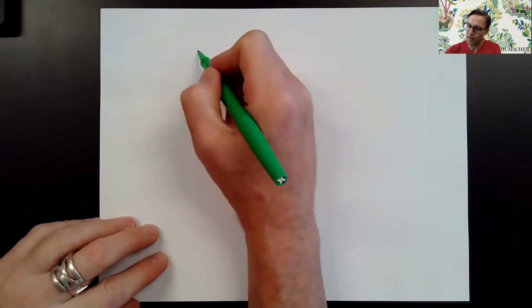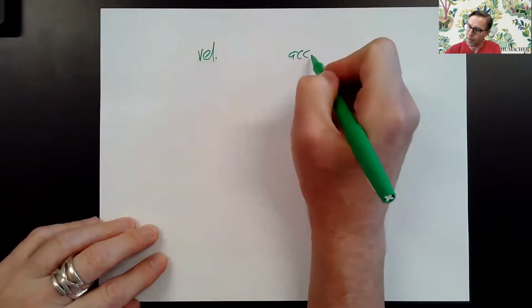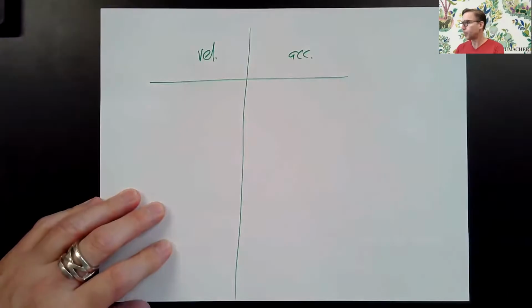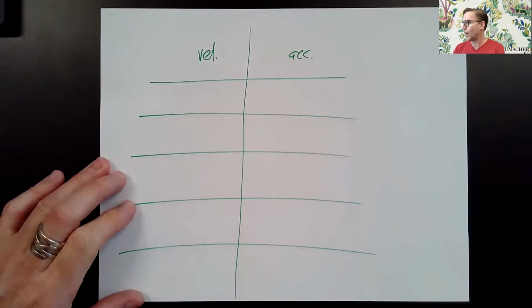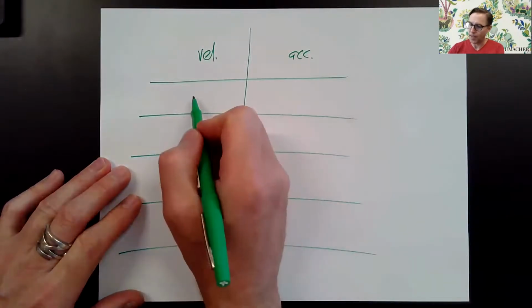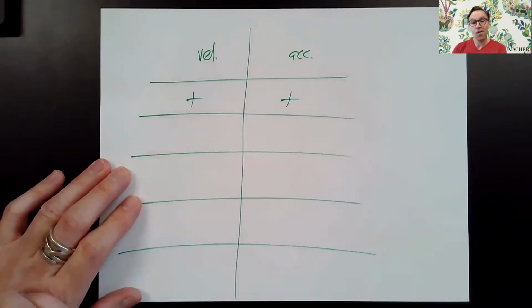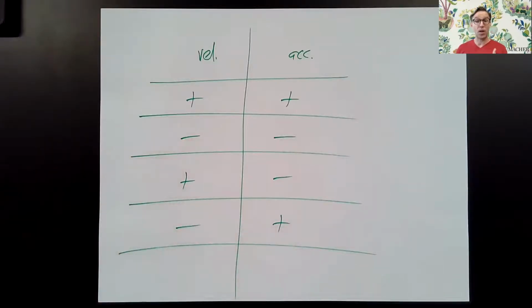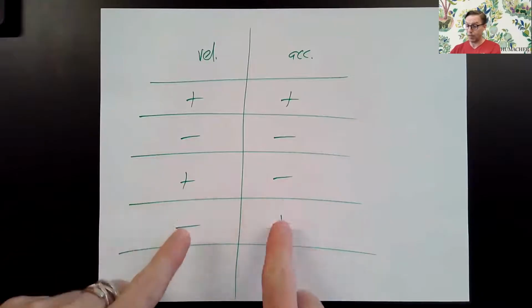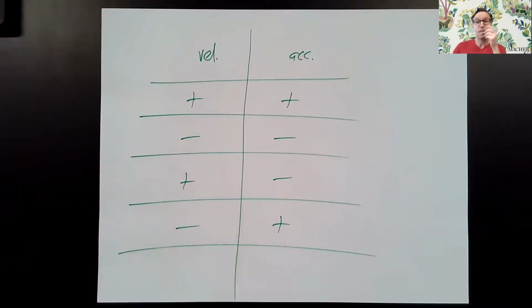What if I gave you a table like this? Velocity, acceleration. And I had different possibilities. What if both velocity and acceleration were positive? Or what if both were negative? Or what if we had one of each, one positive and one negative, or the other way around? Can you model with a toy car?